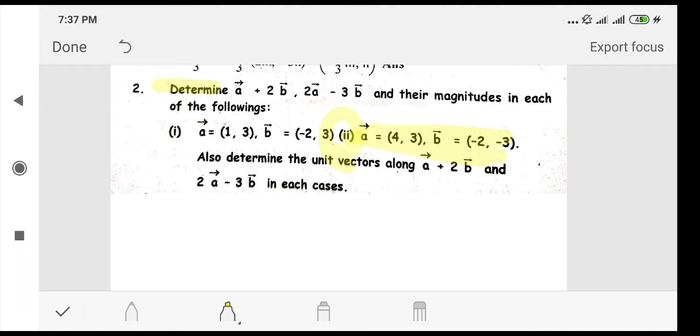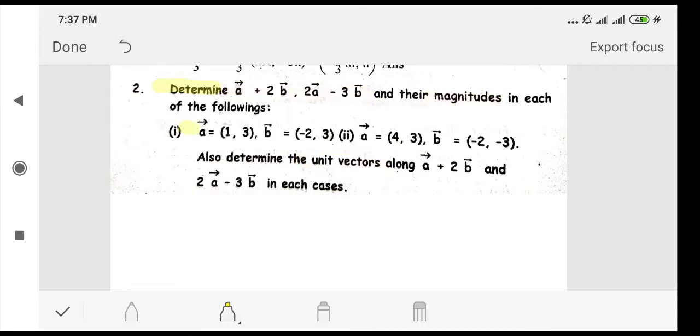This question you have to do as homework, and we also have to determine the unit vector. So we have to find vector a plus 2 vector b, and 2 vector A minus 3 vector B, their magnitudes, and the unit vectors also. So let's go towards its solution.